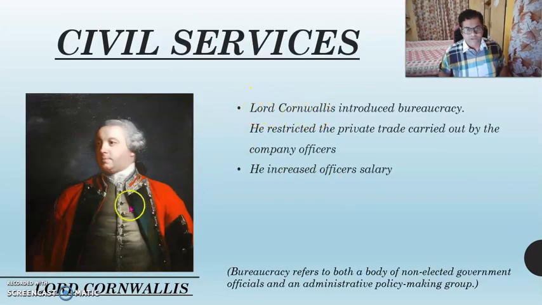Lord Cornwallis, this is Lord Cornwallis' original picture. He introduced bureaucracy. What is bureaucracy? Bureaucracy refers to both a body of non-elected government officials and an administrative policy making group. They are the people who are supporting the government and they work for the ministers. He restricted the private trade carried out by the company officers and he increased the officers' salary.